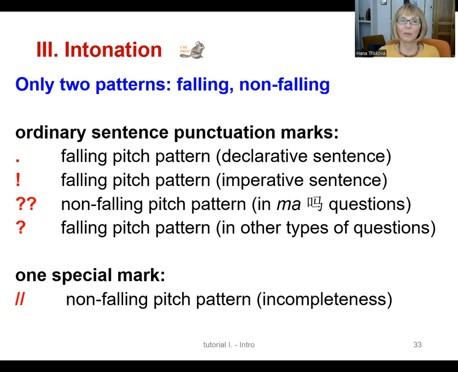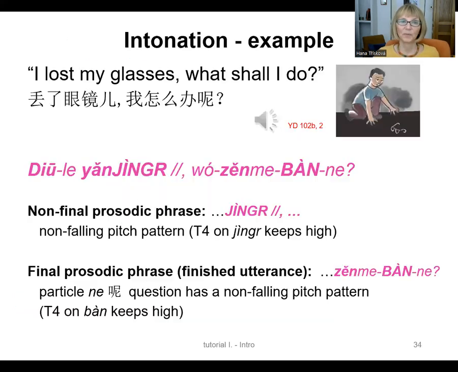It signals incompleteness of the utterance. The speaker will still continue. So here's an example, the same sentence again. 丢了眼镜我怎么办呢？ So the first prosodic phrase is not final, so we cannot go down. It has a non-falling pattern.